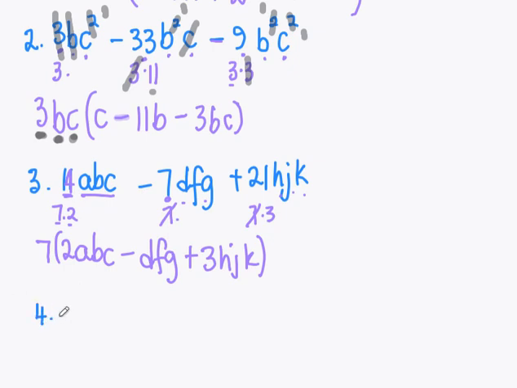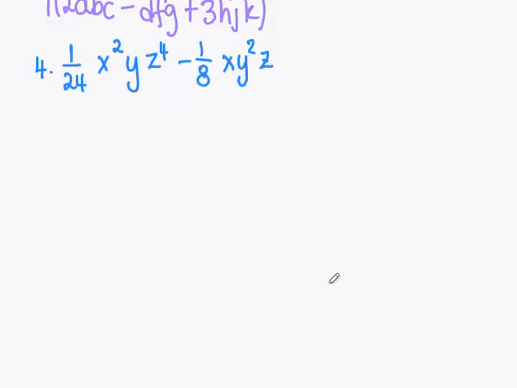Then number 4. Number 4, we have 1 over 24 x squared y z to the power 4 minus 1 over 8 xy squared z. Okay, so now we look into this one here. Now we have a fraction of a number. Similarly, there's a fraction here with the denominator 8, and we can see that this 1/24th has a multiple of 8 in this 24.